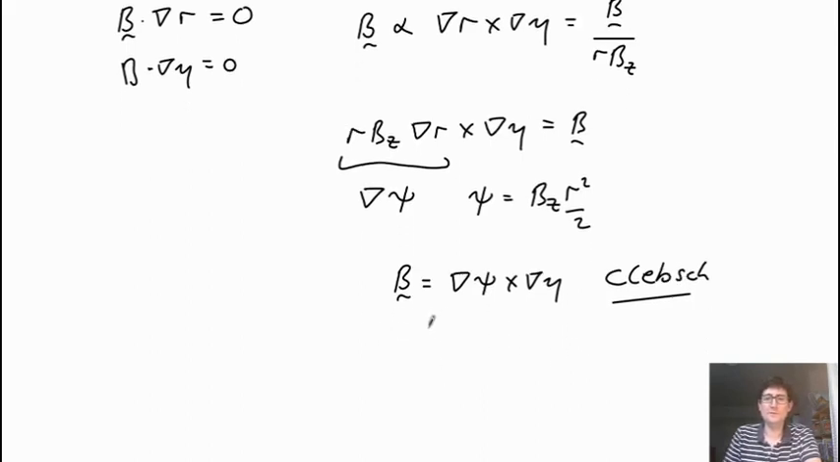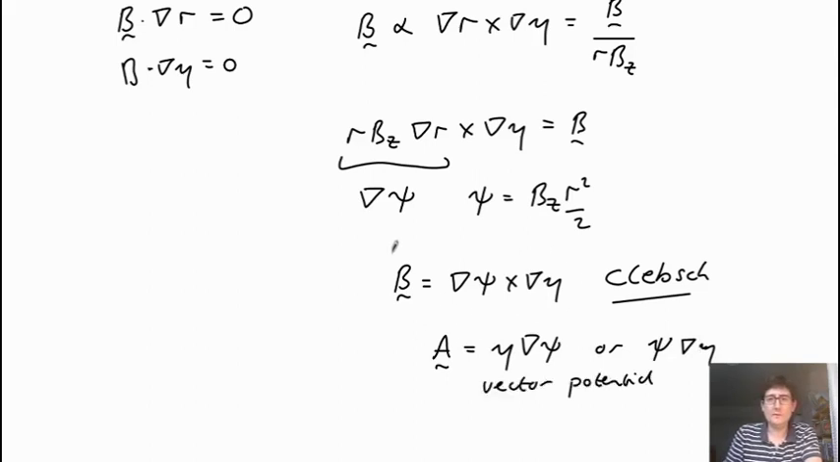It implies you have a vector potential A, which is just psi grad eta, or eta grad psi. So any vector field which has zero divergence, so a solenoidal field, can be written in this form. But it's useful to think about what this psi is.